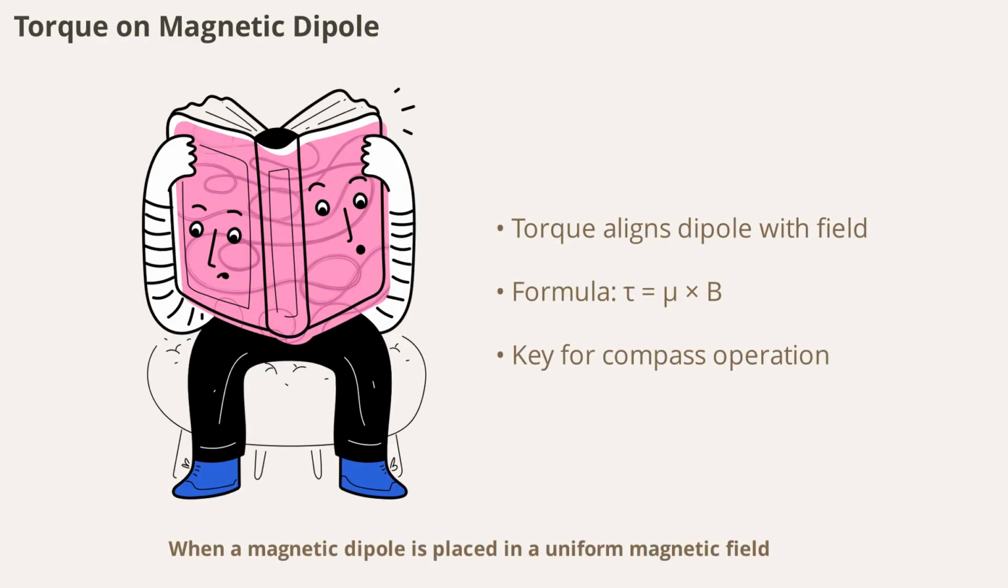When a magnetic dipole is placed in a uniform magnetic field, it experiences a torque that tends to align the dipole with the field. The torque, tau, can be expressed as the cross product of the magnetic moment, mu, and the magnetic field, B. Tau equals mu times B. This torque is responsible for the alignment of compass needles with Earth's magnetic field and is crucial in the operation of many electromagnetic devices. Understanding this relationship helps explain the behavior of magnets in various environments.